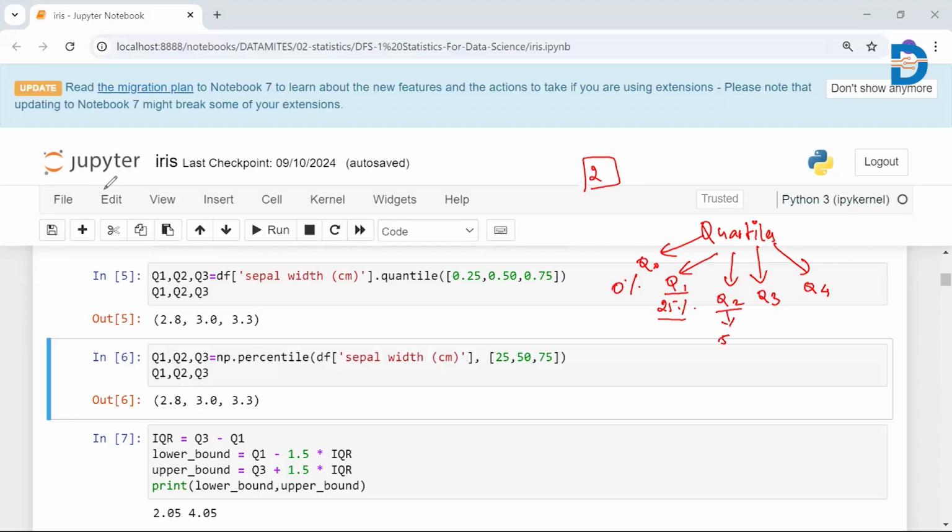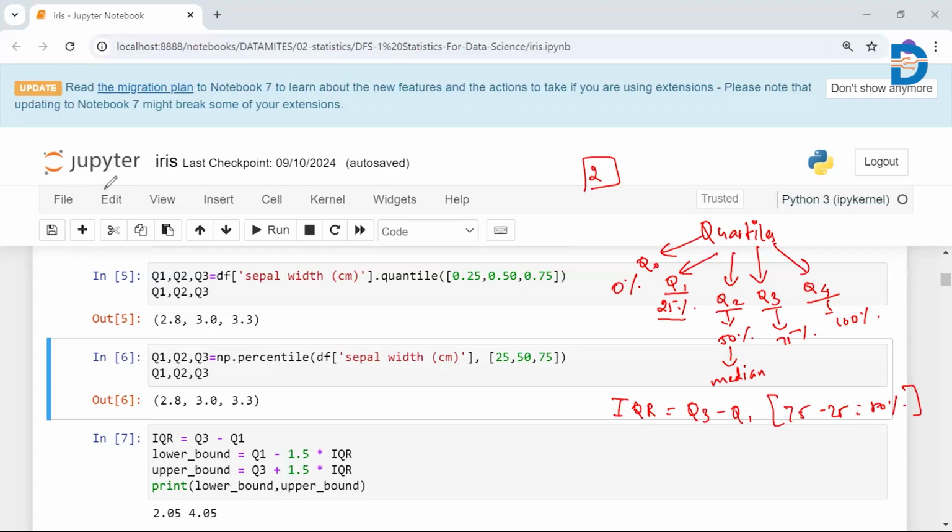Then Q2 is the 50 percentile. That is our median. Q3 is the 75 percentile. And Q4 is the 100 percentile. We make use of a concept called IQR. IQR stands for interquartile range. It provides the range of the middle central 50% of the distribution. It has the formula Q3 minus Q1. Q3 is the 75 percentile. Q1 is the 25 percentile. So it will cover the middle central 50% of the data distribution.